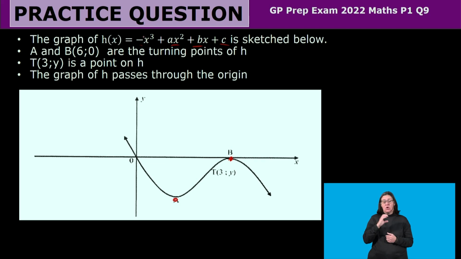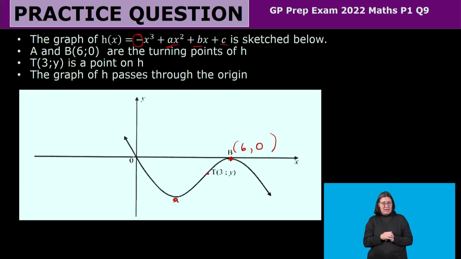The coefficient of x cubed is negative 1. In this case, it's not going to be called a because they've moved a over there, which is absolutely fine. Nothing wrong with that at all. We've got that A and B are your turning points. B has the coordinates 6 and 0. Let's fill in our information on the graph. And these are the turning points. We've got the point T, 3, and Y.